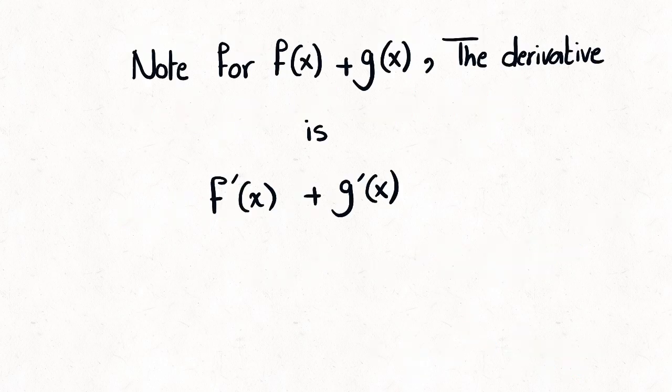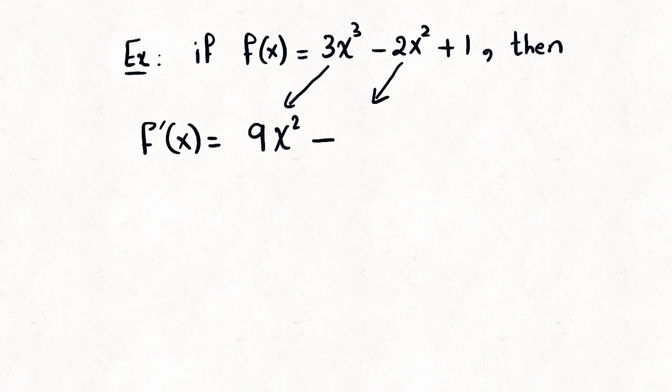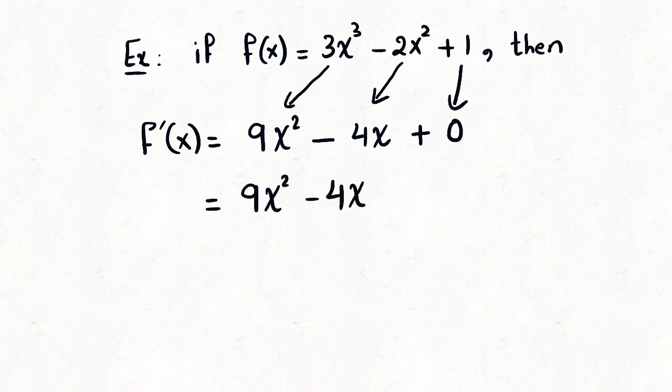It is always acceptable to distribute the derivative over the plus and minus operations. As you can see from the example in front of you, if f of x is a polynomial 3x cubed minus 2x squared plus 1 and he's asking for f prime, then you will take the derivative of each term alone. Thus the derivative of 3x cubed is 3 times 3x to the power 2, which is 9x squared, minus the derivative of 2x squared, which is 4x, plus the derivative of 1, which is 0, and so on. It's easy.